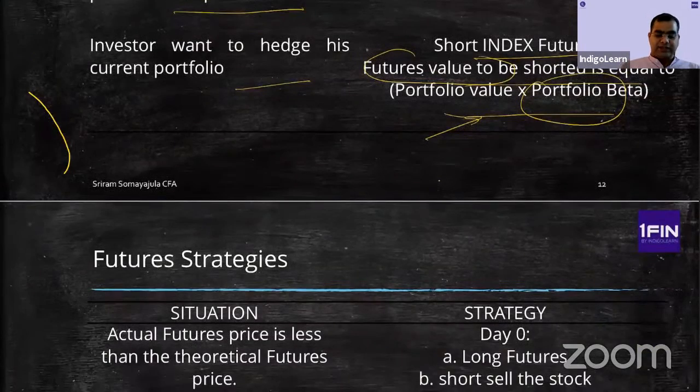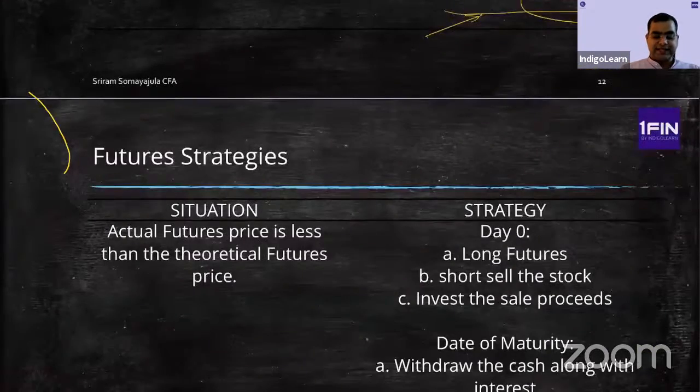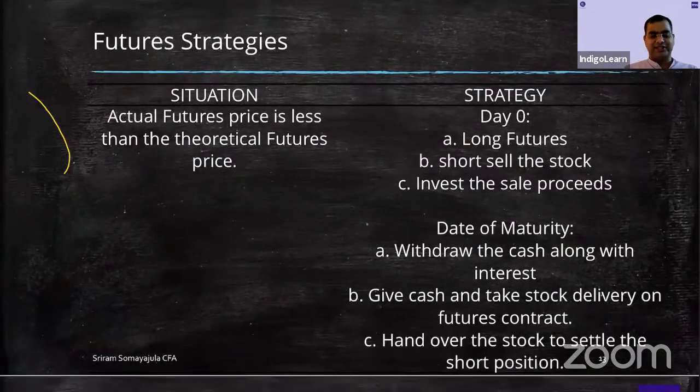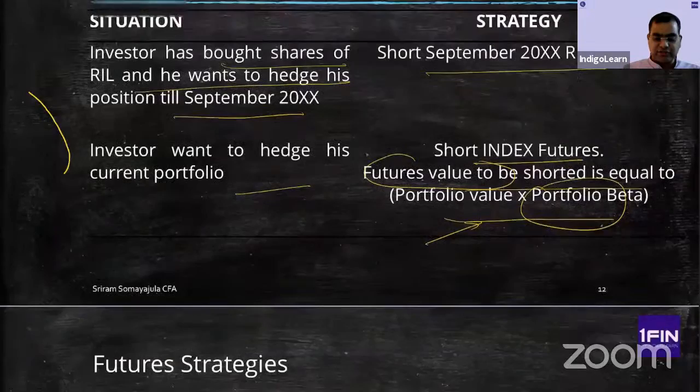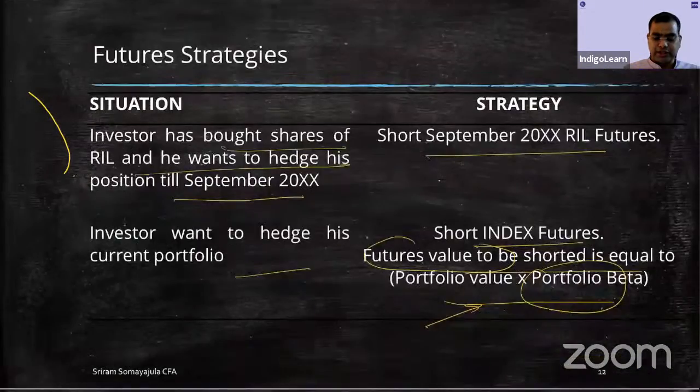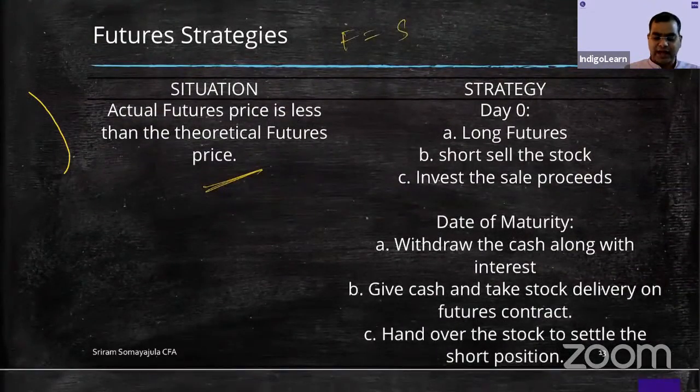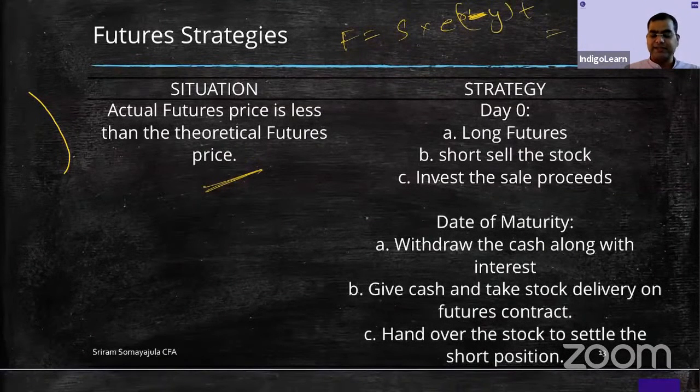Then what is the situation? Actual price is less than theoretical price. This is an interesting thing. Futures prices are supposed to be based on whatever formula we said, right? Futures is equal to spot into e power (r minus y) into T. This is what we said. If you do this, let us say the price is coming to 100 rupees. But in the market, the actual price is trading at 90. Futures are available at 90.